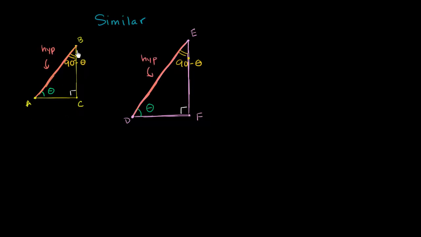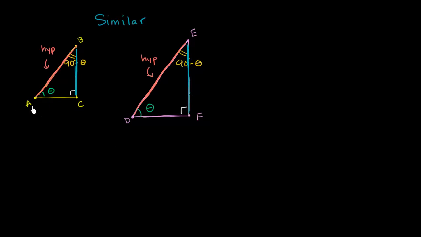Now, this side right over here, side BC, what side does that correspond to? Well, if you look at this triangle, you can kind of view it as the side that is opposite this angle theta. So it's opposite. If you go across the triangle, you get there. So let's go opposite angle D. If you go opposite angle A, you get to BC. Opposite angle D, you get to EF. So it corresponds to this side right over here.